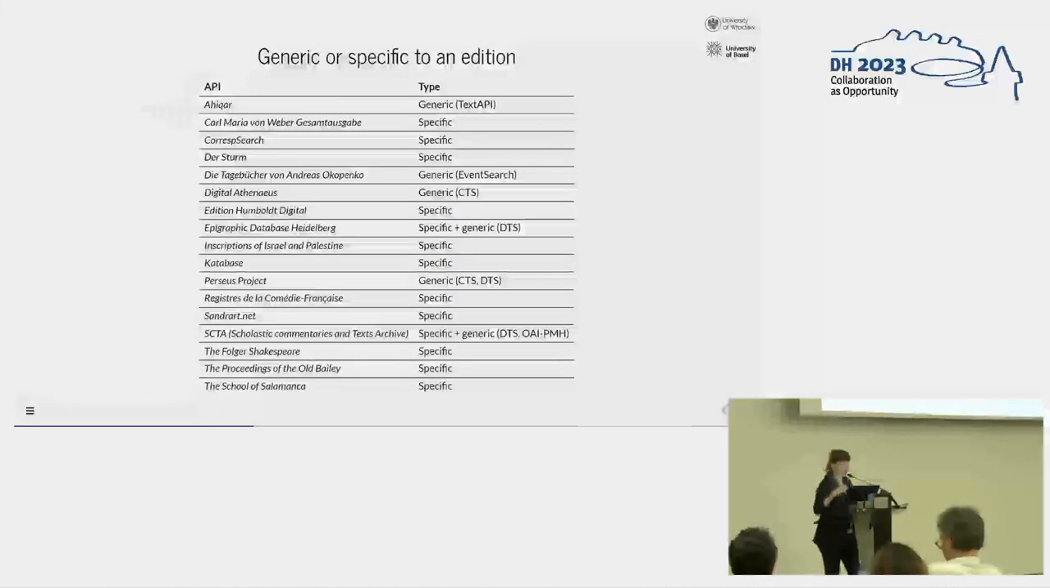So now I'm presenting some very boring tables, trying to summarize some results. But of course, I'm going quickly because otherwise it would take ages. So as I said, there are editions, and then there are some of these generic APIs, and only a few editions use these generic ones. We have at least three that use DTS. Actually, here you don't have listed all the TEI Publisher editions, but TEI Publisher includes DTS now, not the entire implementation, not up to the fragment, but up to a document.